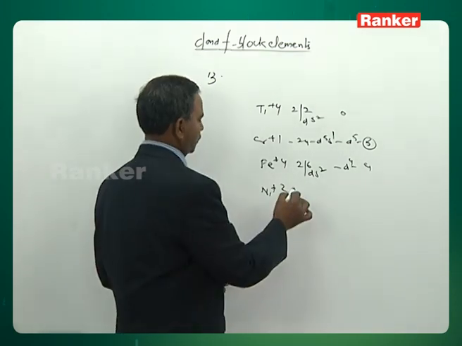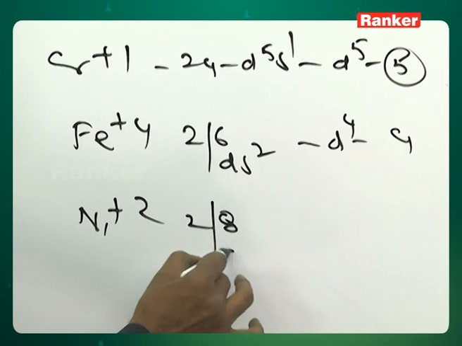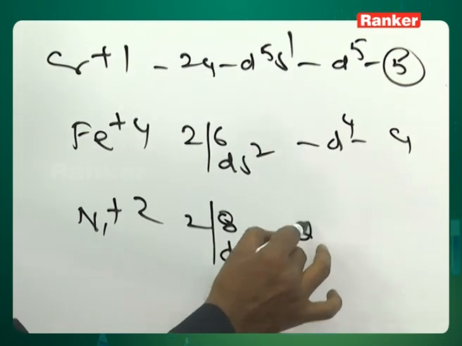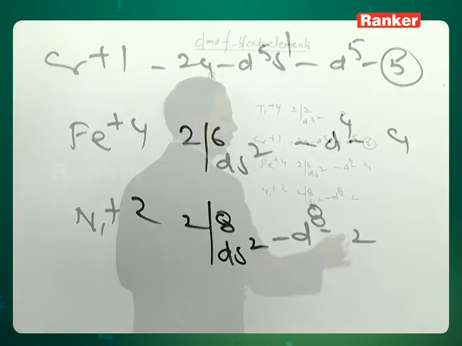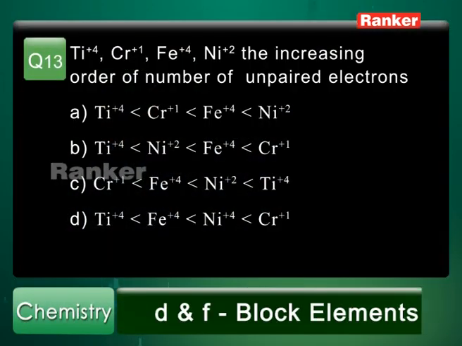Coming to nickel plus 2, it is 28. 28 means d8s2; plus 2 means d8 only. It is carrying 2 unpaired electrons. These are the numbers of unpaired electrons. Now we can check the options. Titanium has less than nickel plus 2, nickel plus 2 has less than Fe plus 4, Fe plus 4 has less than chromium plus 1.